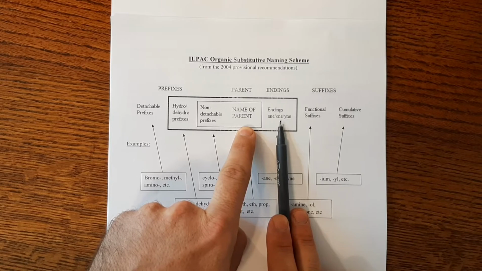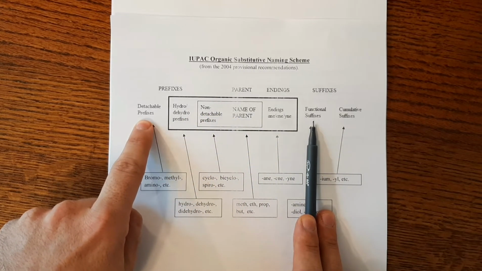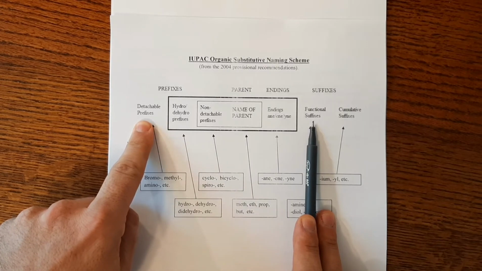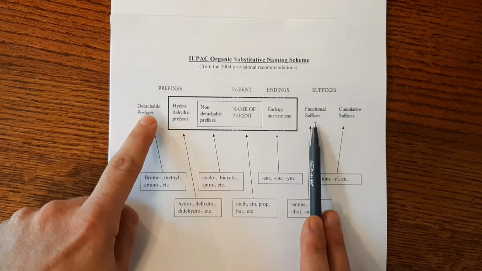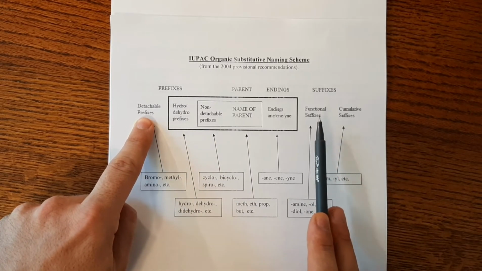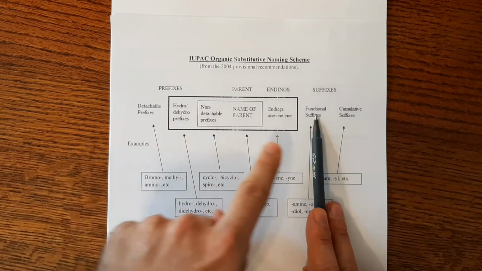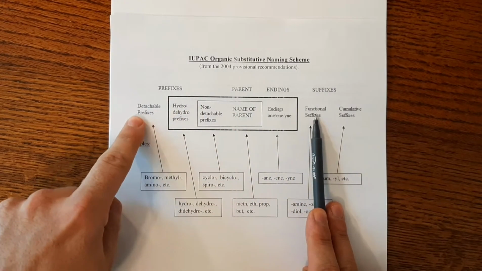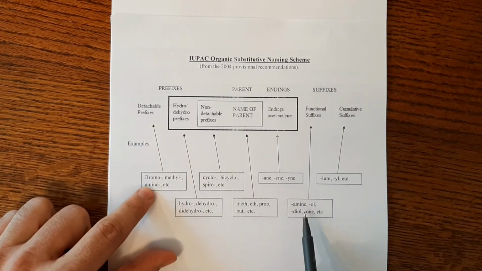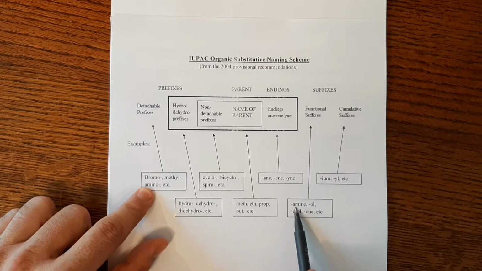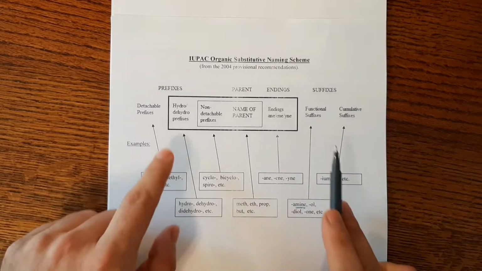So extra things that are attached can either be functional suffixes or detachable prefixes. And depending on priority, the same molecule or the same group attached could be in either one of these locations. So a functional suffix would be the highest priority of the groups attached, where all of the lower priority groups would be written down as detachable prefixes. So an example of that is an NH2 group attached will be called an amine if it's the highest priority, or amino if it's a lower priority.